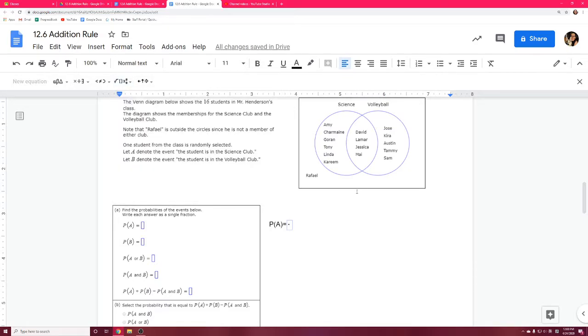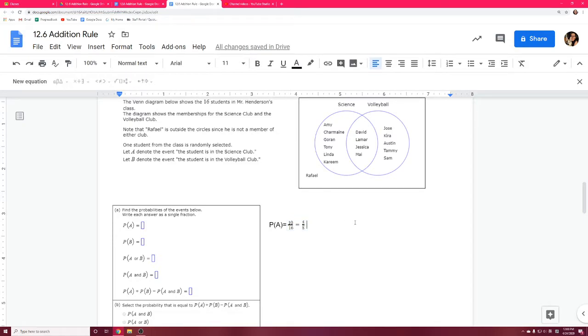On the bottom it's very easy to figure out because there are 16 students in his class, so on the bottom will be 16. On the top will be how many people are in the science club. So let's count. Amy, 1, 2, 3, 4, 5, 6, 7, 8, 9, 10. So there are 10 students in the science club. So reduce the fraction by dividing by 2 on the top and bottom. You have 5 over 8.